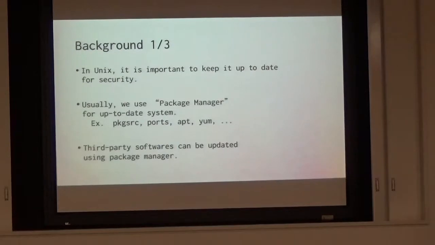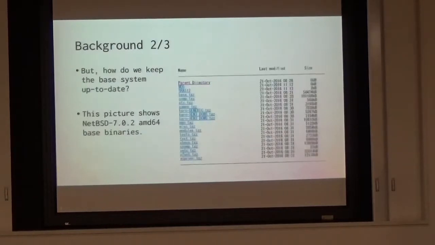Background of development. In Unix operating systems, for example FreeBSD and Debian and others, it is important to keep them up to date for security. Usually, we use a package manager for an up-to-date system. Third-party software can be updated using a package manager. Examples are pkgsrc, ports, apt, yum, and others. But do we keep the base system up to date?